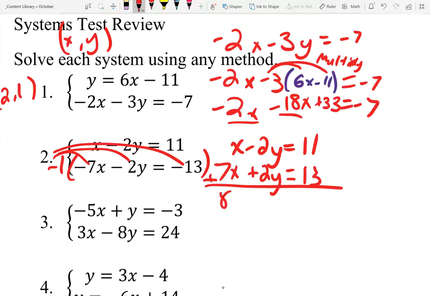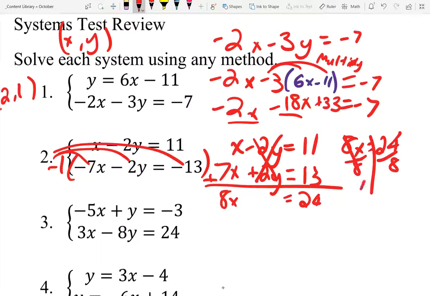X plus 7x is going to make 8x. Negative 2y plus 2y, like I said, that's 0y. That's going to cancel out. And then 11 plus 13 makes 24. So now all we have is the equation 8x equal to 24, and we just need to solve this. And it's a rather simple one-step process. We just need to divide by 8, and x is equal to 3.